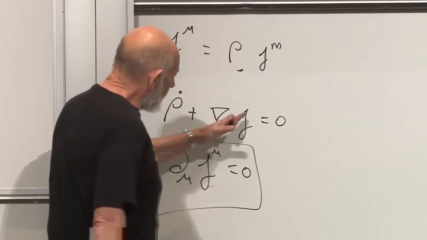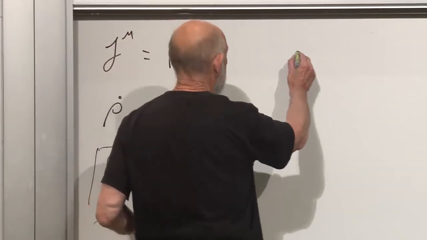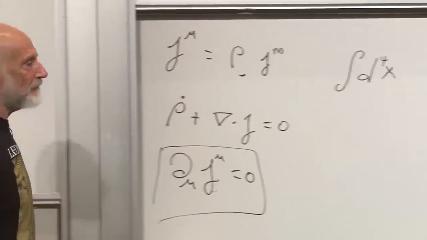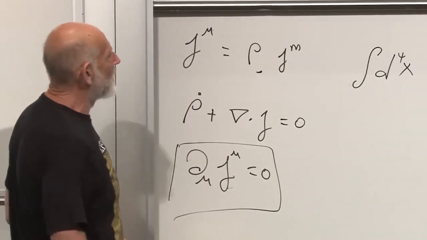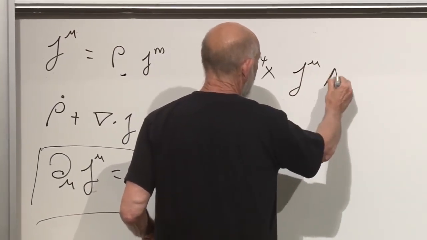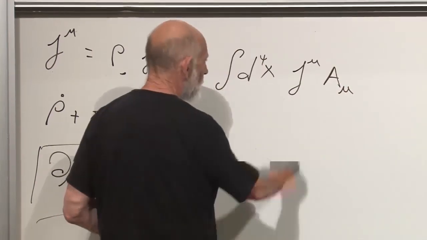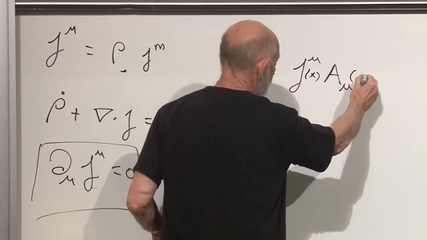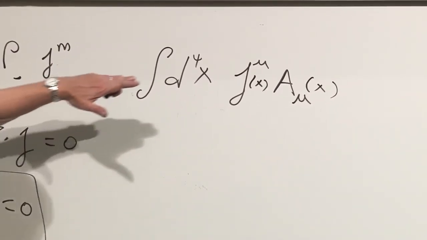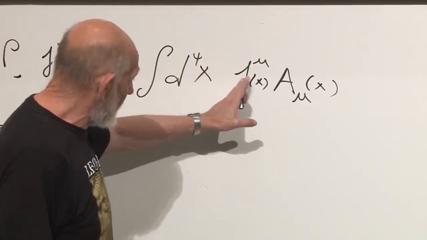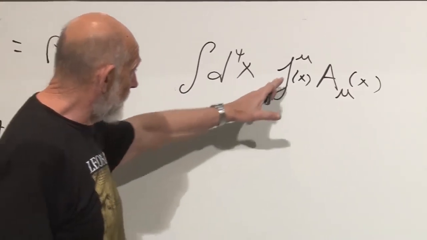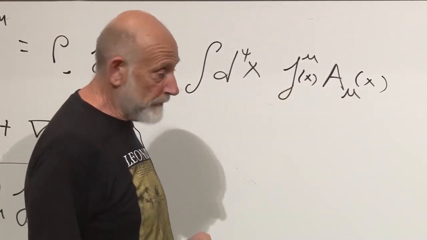The action associated with the current, as usual, is the integral of d4x of some kind of Lagrangian. And I'm going to write down the very, very simplest thing I can imagine, j mu times A mu. This, of course, means j mu of position, space-time position, A mu of position. That is a scalar. It's the 4-vector product of a 4-vector and another 4-vector. That's a scalar. It involves a current, and it involves the vector potential.